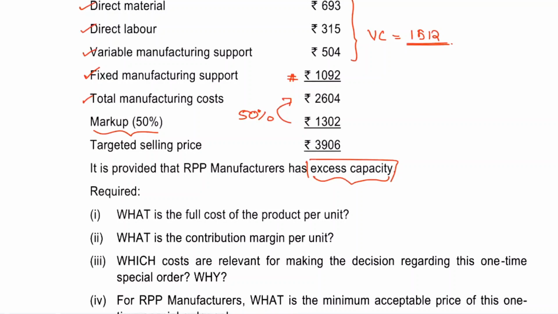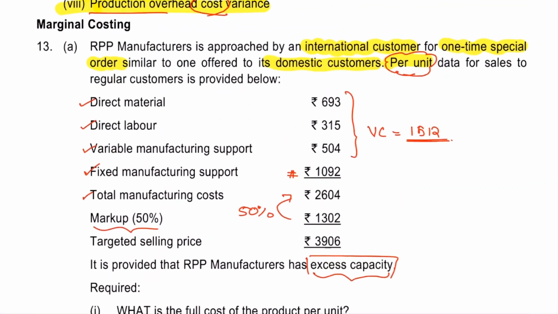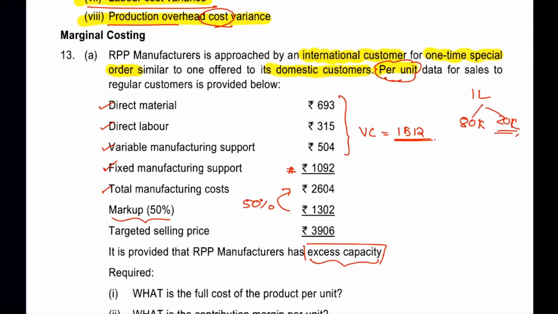Does this go into the mind? Like, maybe I have a capacity to produce 1 lakh units in my factory. Currently I am producing 80,000 units. So 20,000 is what? Spare capacity. Now for this 20,000, if an offer comes, I don't have to pay the rent. I already have a factory where I am producing 80 and 20 is spare. I will have to incur only one cost, which is variable cost.